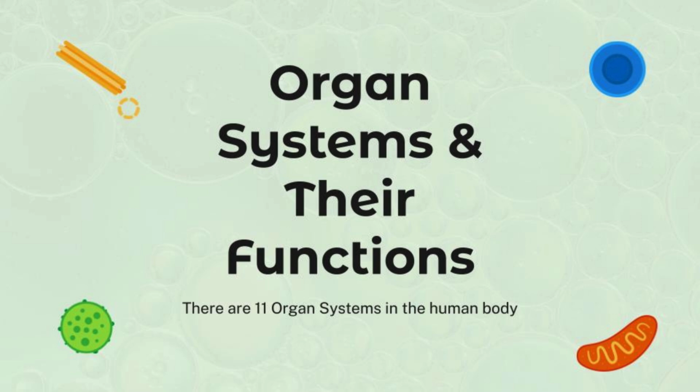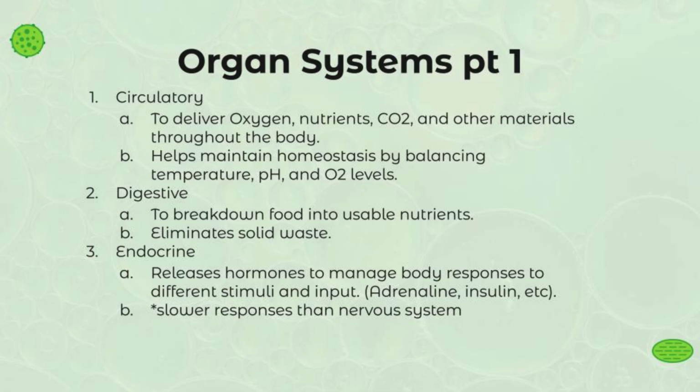So, organ systems and their functions. The first system, circulatory. This delivers oxygen, nutrients, and everything else throughout the body and helps pull things out away as well. Helps maintain homeostasis by balancing temperature, pH, and O2 levels. Digestive breaks down food into usable nutrients and eliminates solid waste. Not to be confused with liquid waste because that's a different one. Endocrine is your hormones, so it's stimuli input, adrenaline, insulin. This is a slower response system than your nervous system, but the two work together to respond to external stimuli.